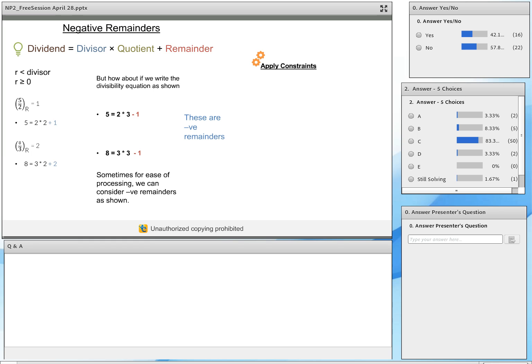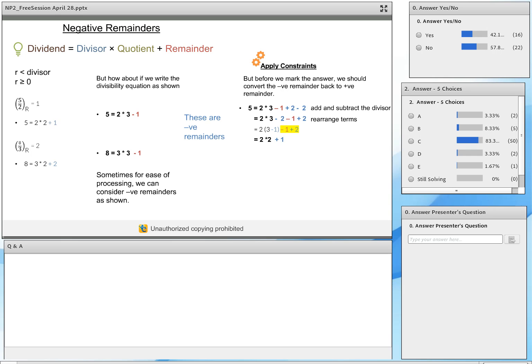Now I always have to apply my constraints. What are my constraints? My constraints are that the remainder should always be greater than or equal to 0. So before I mark my answer, I always have to convert the negative remainder back to positive remainder. And for that, I simply add the divisor.